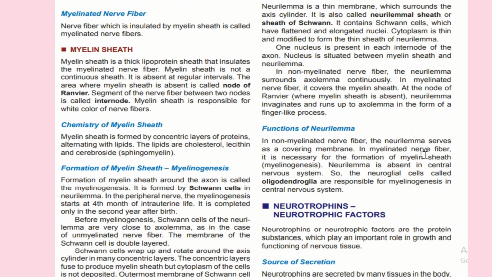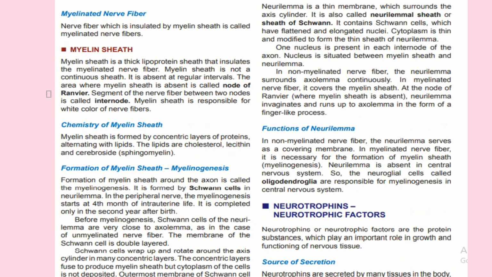Let's look at myelinated nerve fibers. A nerve fiber which is insulated by the myelin sheath is called a myelinated nerve fiber. What is myelin sheath? Myelin sheath is a thick lipoprotein sheath that insulates the myelinated nerve fiber. Myelin sheath is not a continuous sheath. It is absent at regular intervals. The area where the myelin sheath is absent is called the node of Ranvier. The segment of the nerve fiber between two nodes is called the internode. Myelin sheath is responsible for the white color of the nerve fiber.